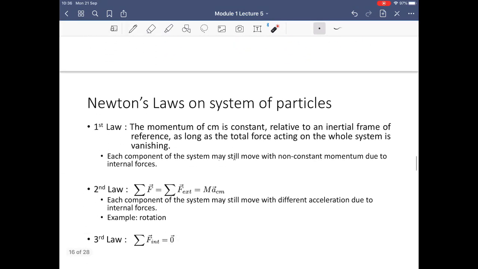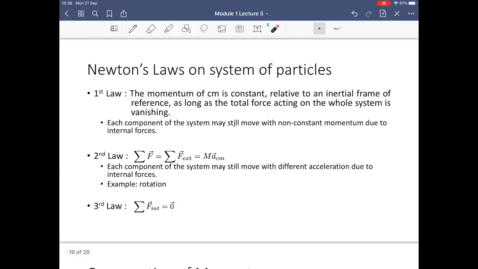So next, we talk about Newton's laws on a system of particles. Previously we talked about Newton's law applying to only a single particle system. Now, if your system is composed of more than one particle, what does Newton's law say about that system? So we start with Newton's first law. Newton's first law says that the momentum of the center of mass is constant relative to an inertial frame of reference as long as the total force acting on the whole system is vanishing.